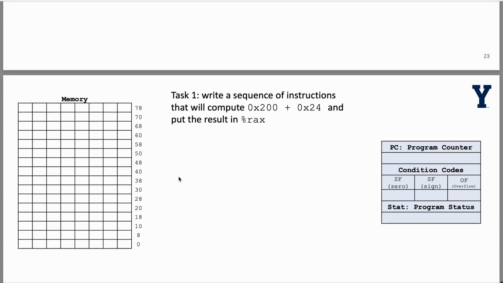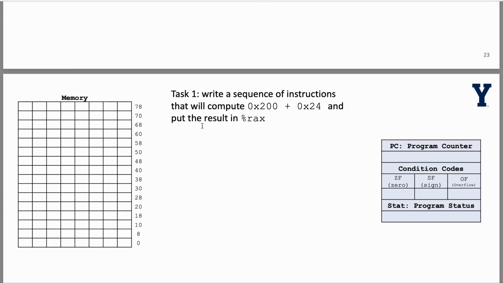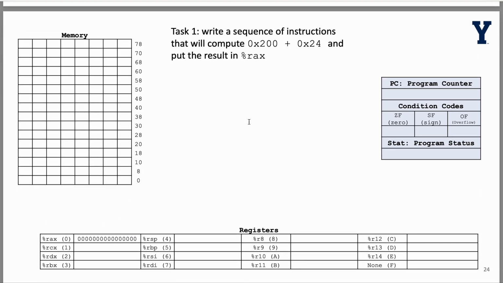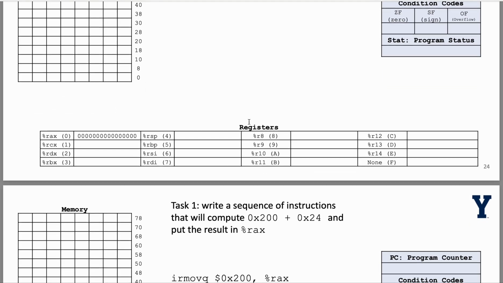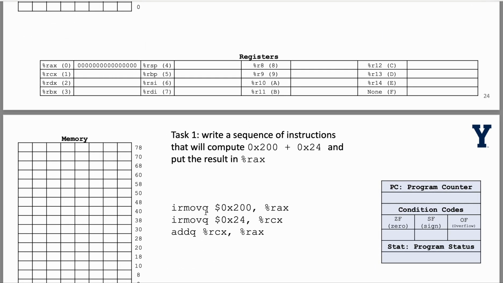And so the example that they went through in these slides is: write a sequence of instructions that will compute hex 200 plus hex 24 and put the result in this RAX register. Okay, so if we wanted to do that, first we're going to have to move this hex value of 200 into RAX. We're going to move the value of 24 into RCX.